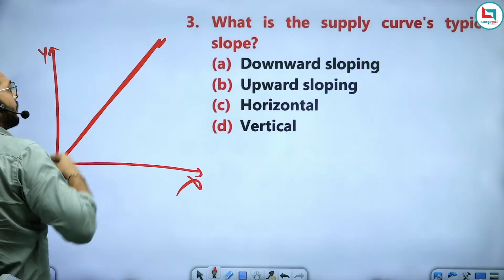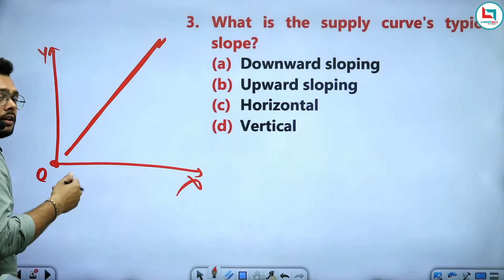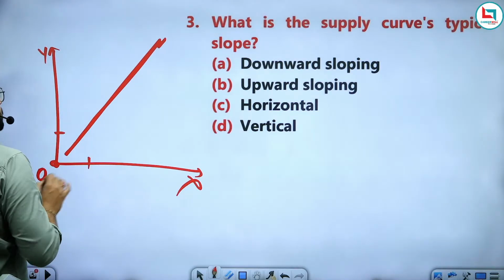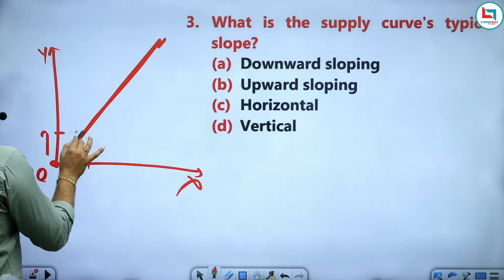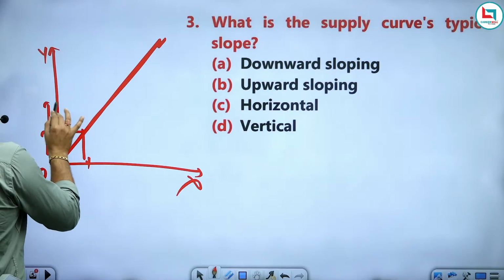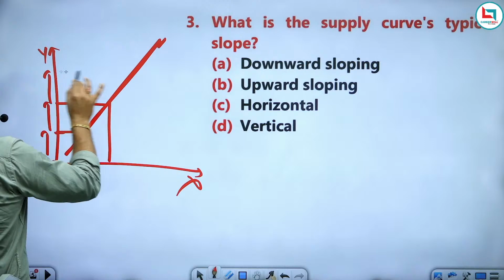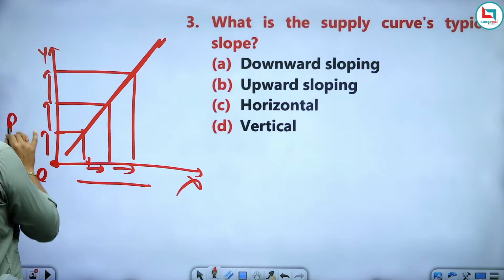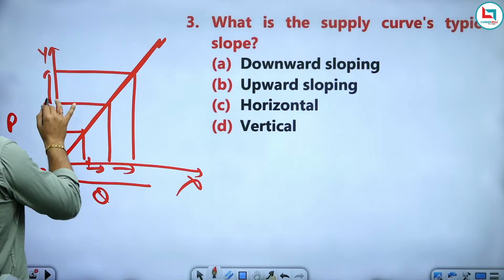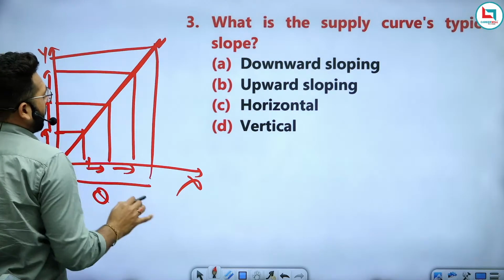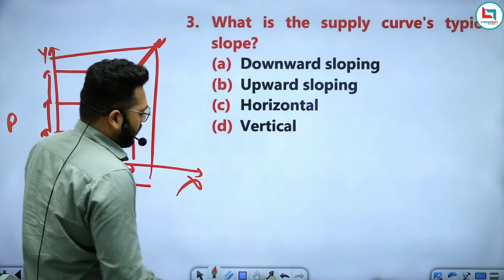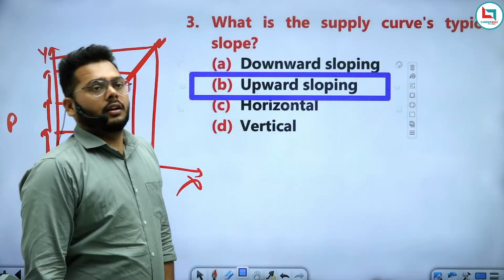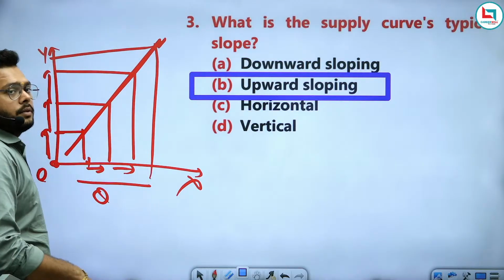Why is this curve upward sloping? If the question asks why the supply curve is upward sloping, there is a direct relationship between quantity and price. If the price increases, quantity also increases. Price increases, quantity is this; again price increases, now the quantity is this. Let's say this is price, this is quantity. As price increases, quantity also increases. That is why you get the upward sloping supply curve. So the answer will be upward sloping. Am I clear? This will be your right answer.